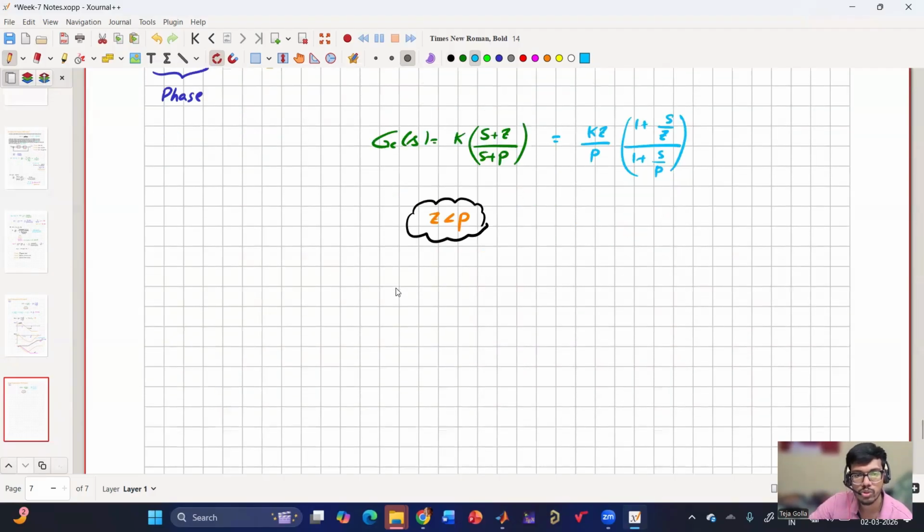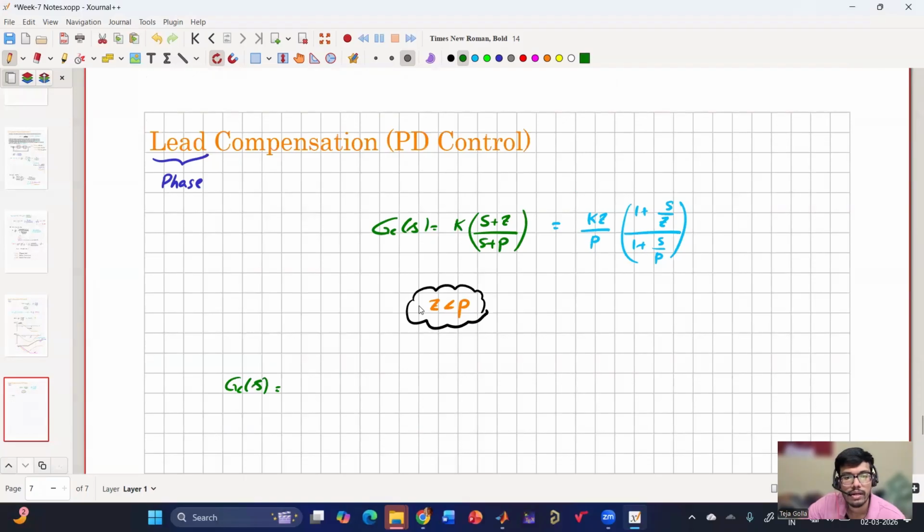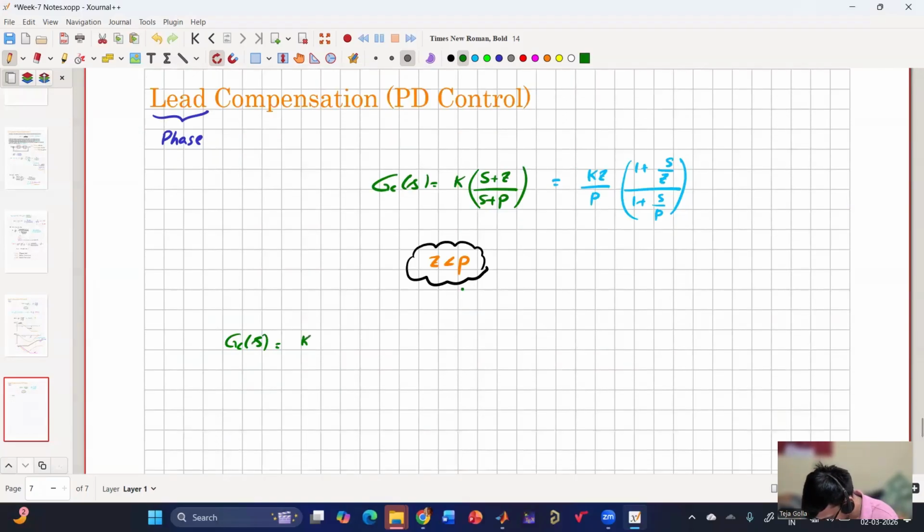Here 0 is small, right? So numerator I can consider as S only, since 0 is much, much smaller. So we can consider it as KPD, right? So we can consider this as KP plus KI by S. So it is something like KPS plus KI by S. But here, sorry, my bad, this is the opposite. KP plus KD into S.